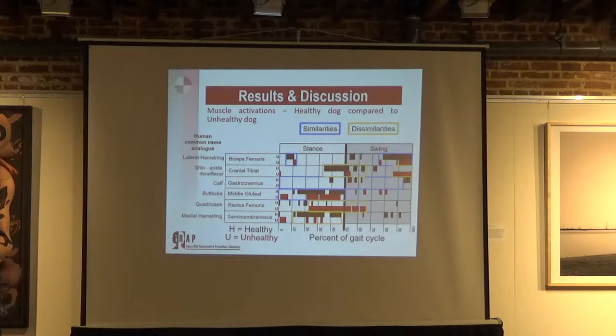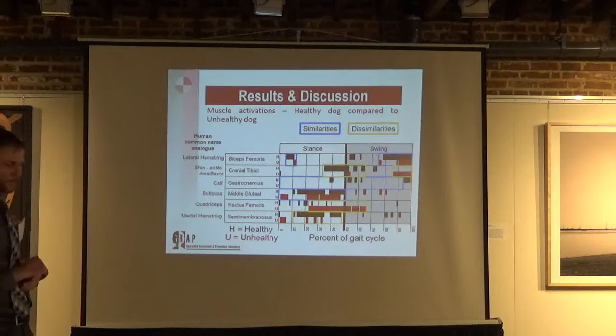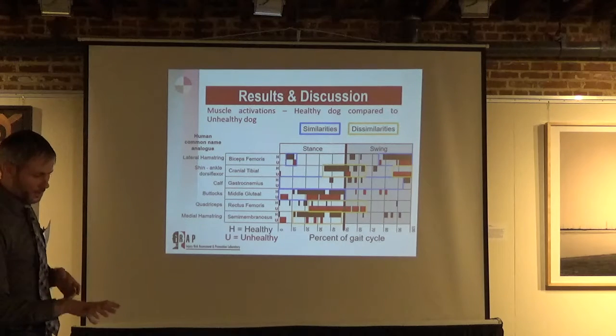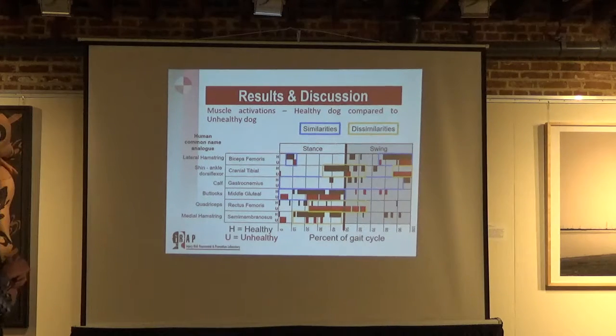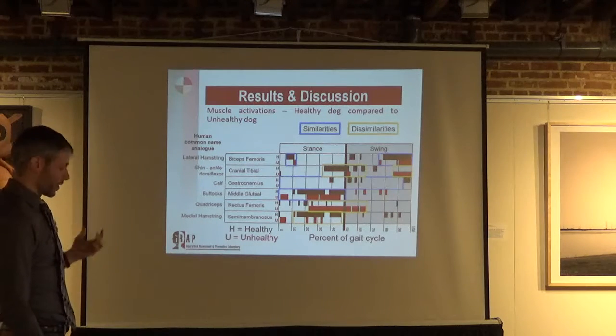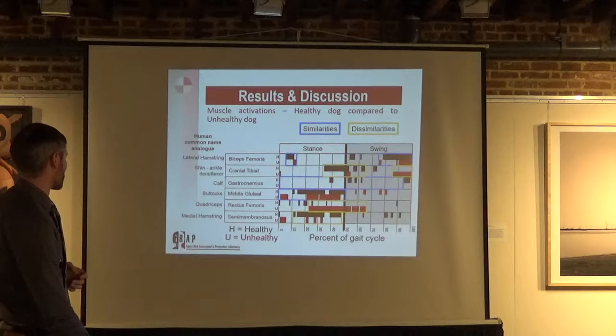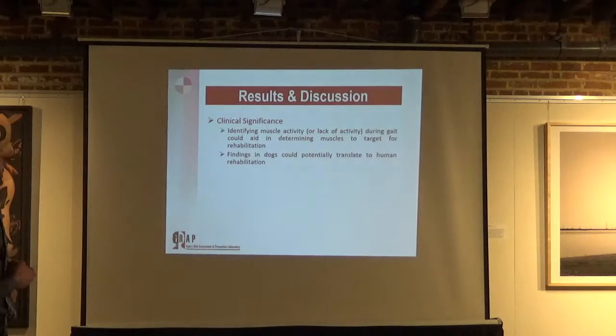However, there are some dissimilarities where the two don't necessarily show any type of correlation. The one I was going to point out here is the rectus femoris. We can see that in the unhealthy dog, rectus femoris is quite active compared to the healthy dog. So this could possibly be some type of compensatory mechanism within that dog.